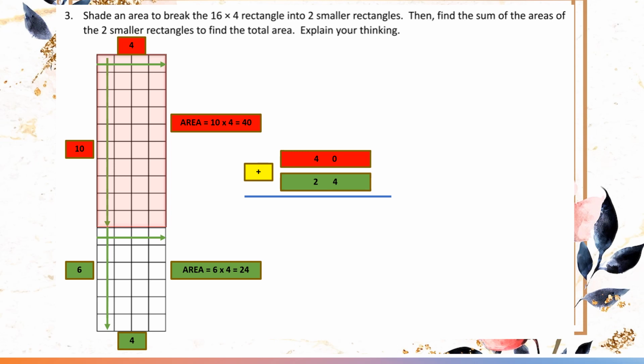And I start with my ones place. 0 plus 4 is 4. And 4 plus 2 is 6. So that means the total area of this 16 by 4 rectangle is equal to 64.